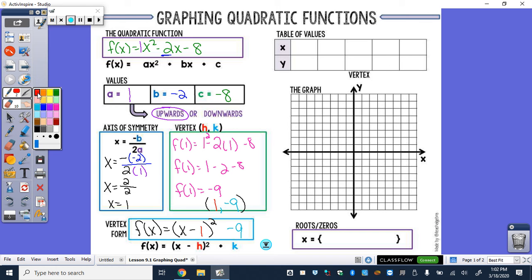So our vertex is also always going to be the middle of your table of values. And I can go ahead and put my vertex right in there, 1, negative 9. But also you can use your table in your calculator to help you get the rest of the points. So like 2, negative 8. 3, negative 5, 0, negative 8, negative 1, negative 5.